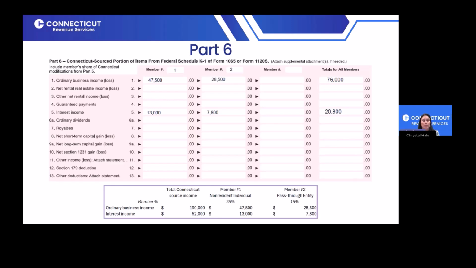I did the same for member number 2. This is a pass-through entity with a 15% profit percentage. As you can see, I did not include member number 3, who's a resident individual, and member number 4, who's a C corporation, because they are not subject to the composite tax and do not need to be included in Part 6.